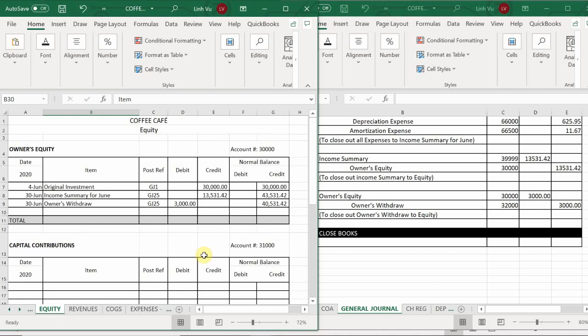43,531.42. But we also had to update our owner's withdrawal because we took money out of the company. So this is how we reflect that we actually took money out of the company. And since we took money out of the company, that's going to debit an owner's equity account. It's going to decrease the account. So now that we decreased it by $3,000, we finally get the $40,531.42, which we solved in our statement of equity. Okay.